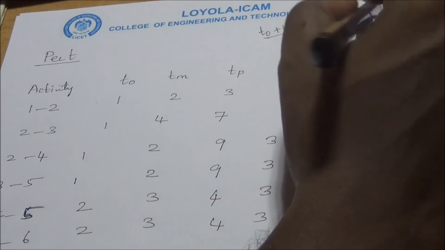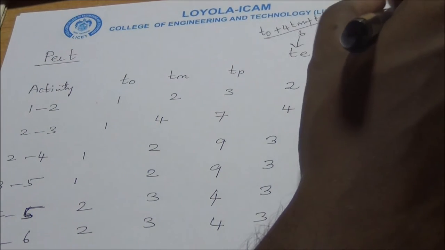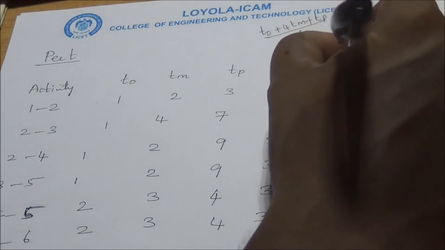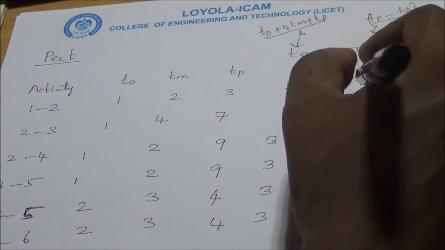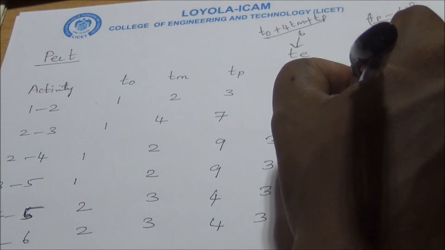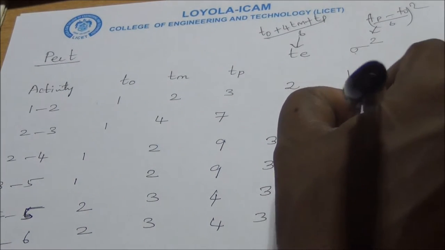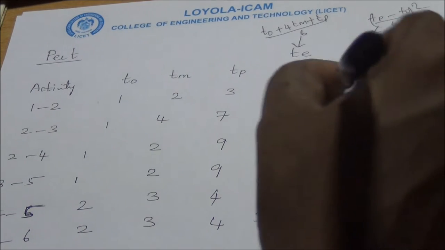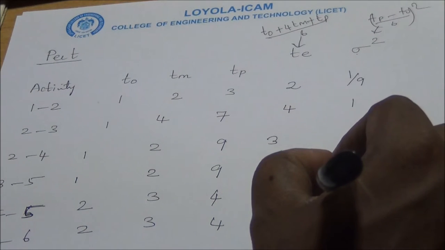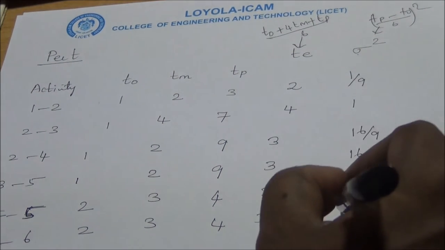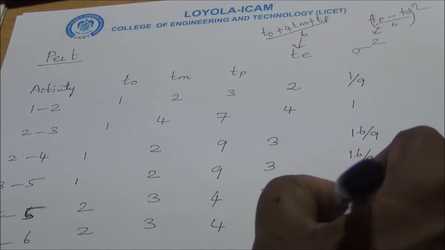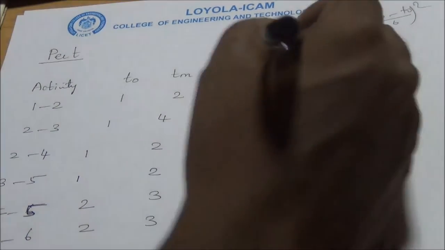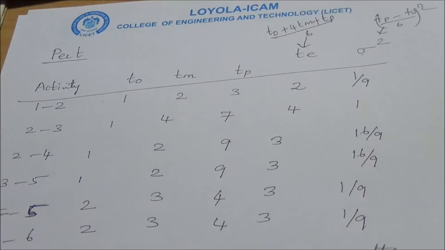Similarly, sigma square can be calculated by ((TP minus TO) by 6) the whole square. It is obtained as 1 by 9 for 1 to 2, 1 for 2 to 3, 16 by 9 for 2 to 4, 16 by 9 from 3 to 5, 1 by 9 from 4 to 5, and 1 by 9 from 5 to 6. So we can calculate this by using this formula.